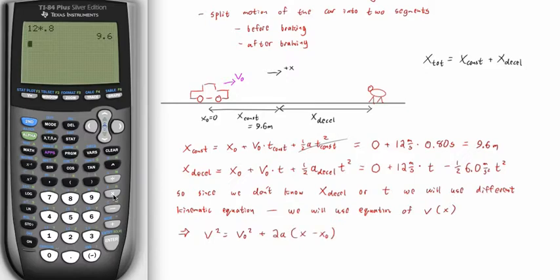Well, x minus x naught is simply x deceleration, and we can see that right here because x naught is defined as 0, so x minus x naught is simply that total distance we're trying to solve. So let's clean this up with what we know. So we got v squared equals 12 meters per second squared minus 2 times 6 meters per second squared times the thing we're trying to solve for, x decel.